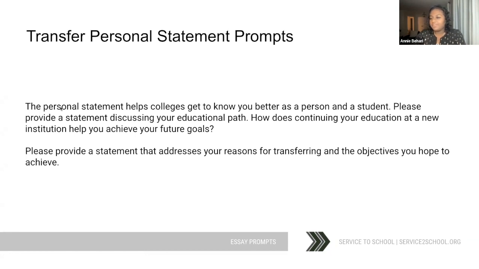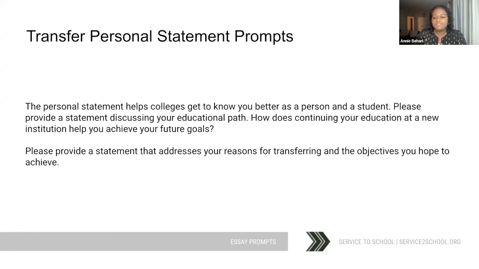So for the first part of these kinds of questions, for example, provide a statement discussing your educational path, or provide a statement that addresses your reasons for transferring, answer that first. If you're graduating from a 2-year institution and you're looking to complete a bachelor's degree, that's it. I mean, that's a valid reason to transfer. That's what you should write.